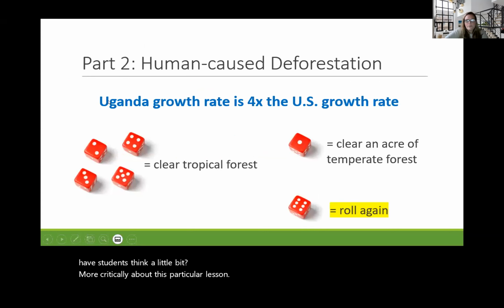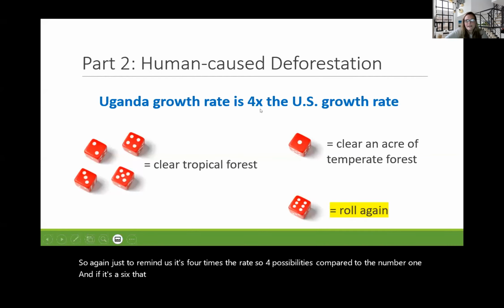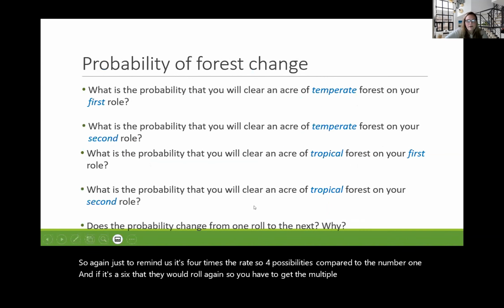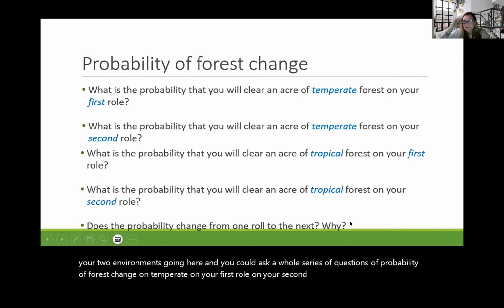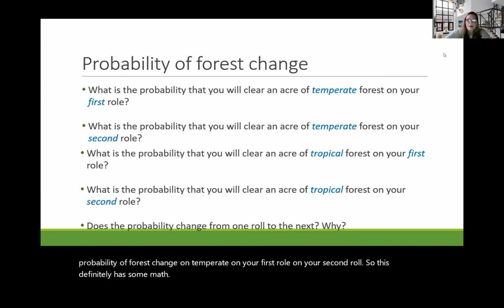So again, just to remind us, it's 4 times the rate, so 4 possibilities compared to the number 1, and if it's a 6, they would roll again. So you have to get the multiplication table of your 2 environments going here. And you could ask a whole series of questions, the probability of forest change on temperate, on your first roll, on your second roll. So this definitely has some math connections in terms of statistics and probability.